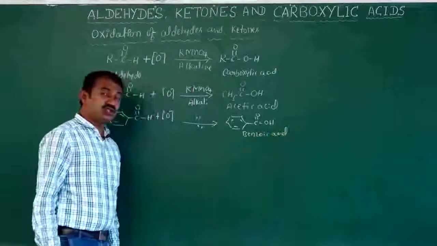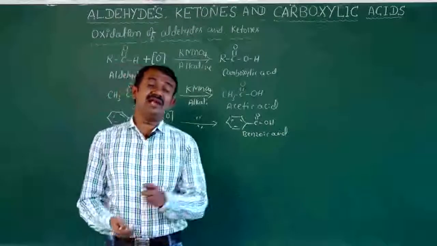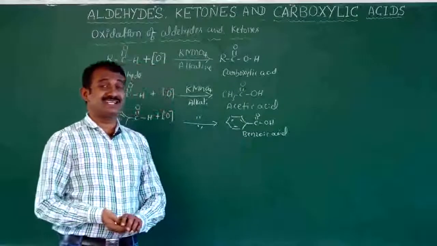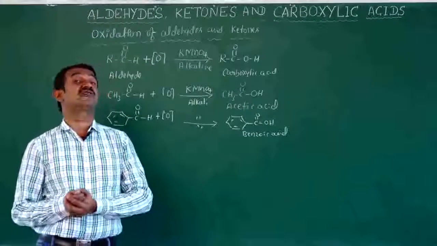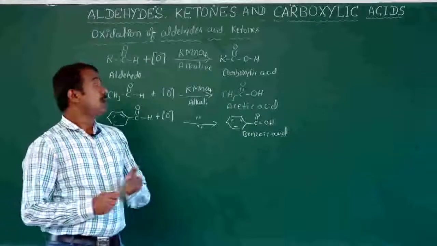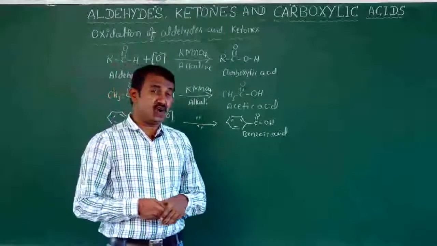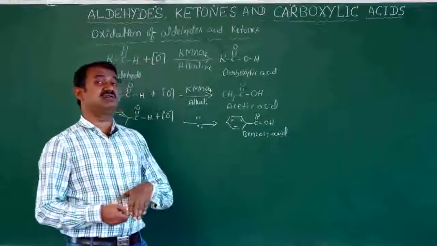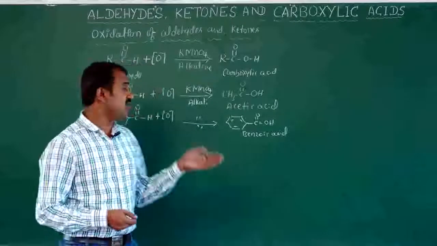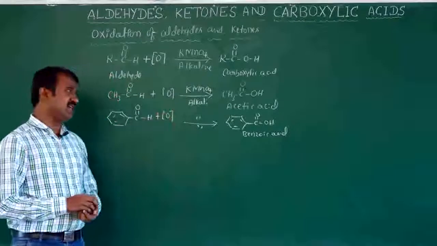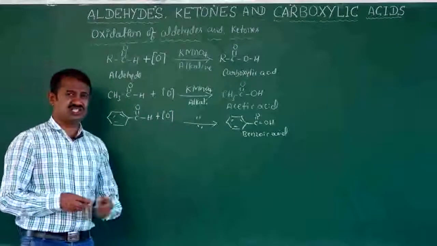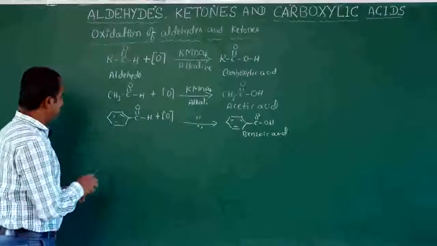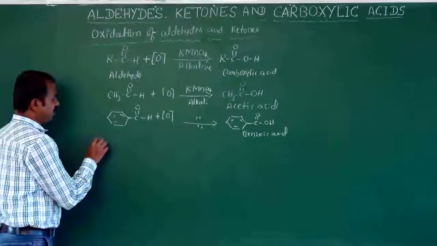We can use other mild oxidizing agents, Tollens reagent and Fehling's solution. Tollens reagent is an oxidizing agent, and Fehling's solution is also an oxidizing agent. An aldehyde is converted to a carboxylic acid. This is the first topic, the oxidation of aldehydes. Next we will go for the oxidation of ketones.